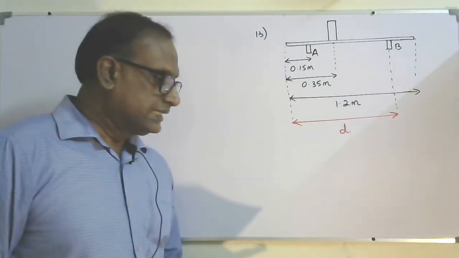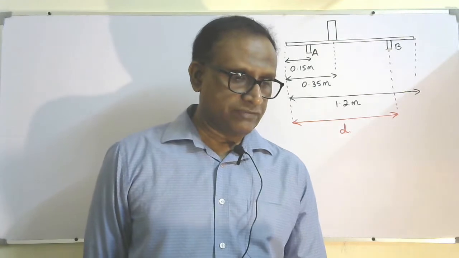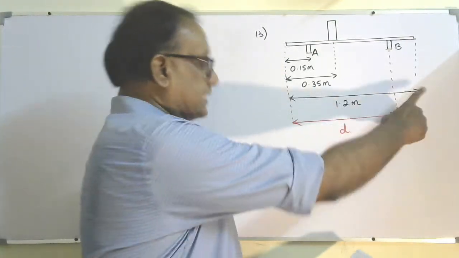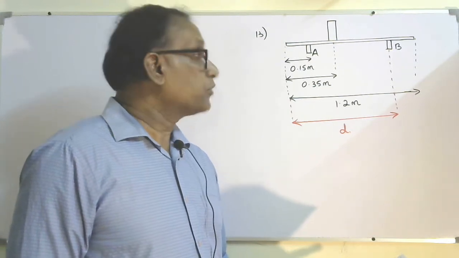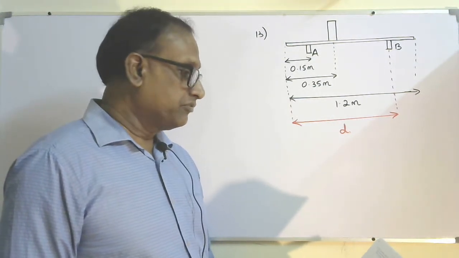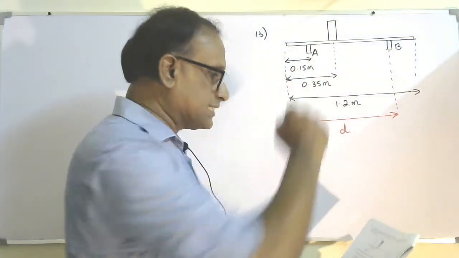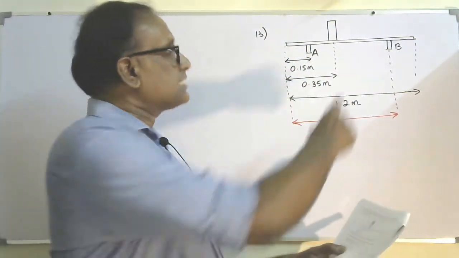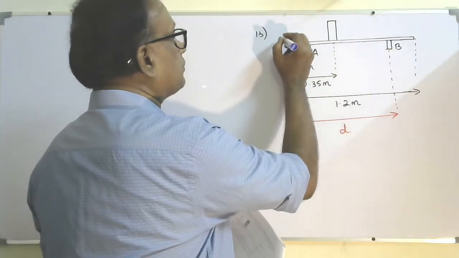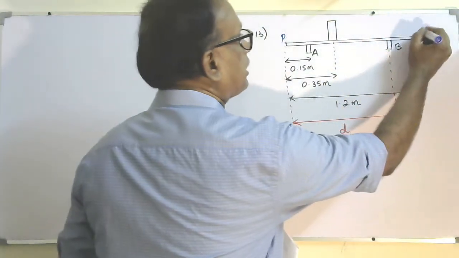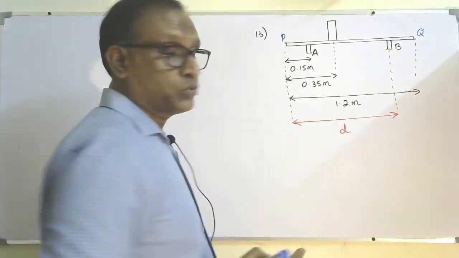Okay, question number 13. There are two brackets, A and B, that support a shelf of length 1.2 meter, as shown there. Bracket A is positioned 0.15 meters from the left-hand end, and this is 0.35, where there's a book. I can name the ends P and Q. This end I can call P, this as Q. So the distance of B from P is the question.